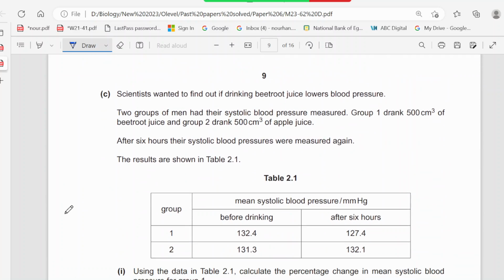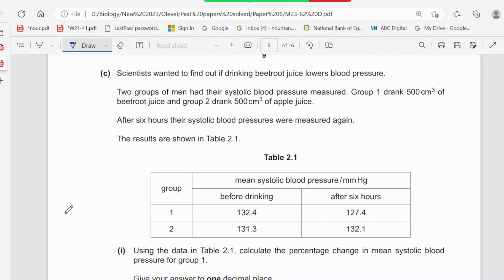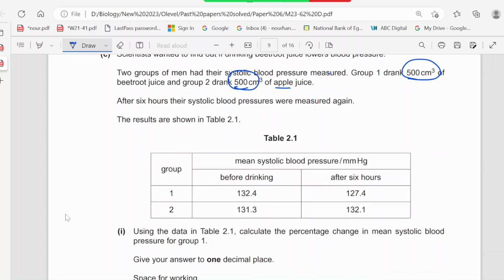Okay. Scientists wanted to find out if drinking beetroot juice lowers blood pressure. Two groups of men had their systolic blood pressure measured. Group 1 drank 5 cubic centimeter of beetroot juice. Group 2 drank 5 cubic centimeter of apple juice. So this is beetroot and this is apple juice. After 6 hours their blood pressure was measured.